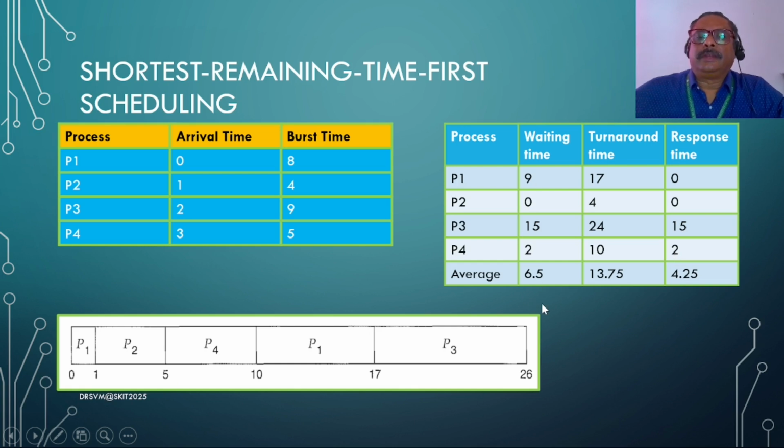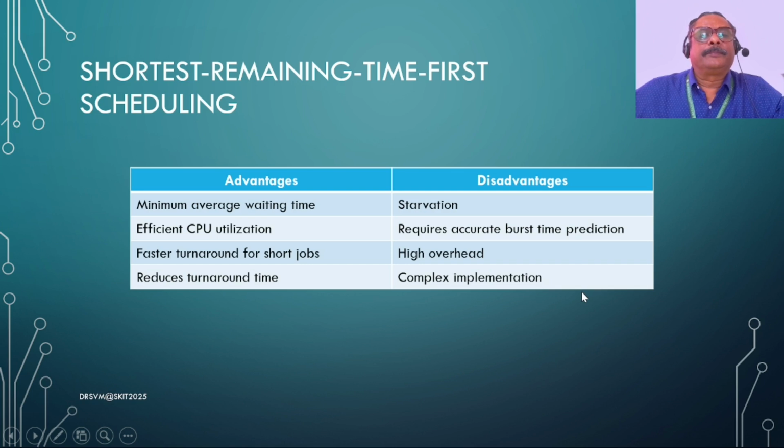So the average is 6.5 waiting time, somewhere less than around 12 for the turnaround time, and 4.25 is the response time. So this gives almost best solutions for all parameters.